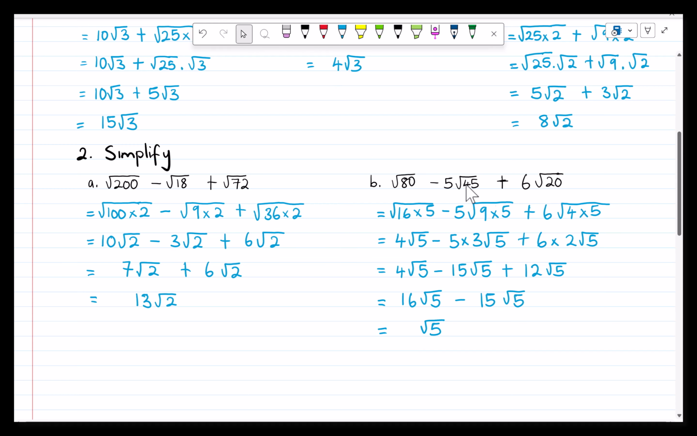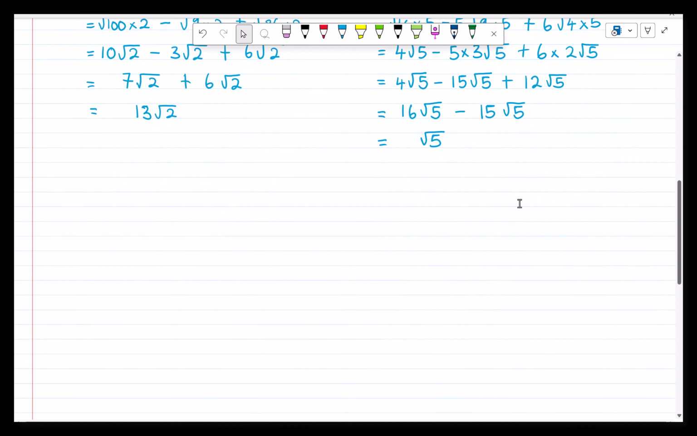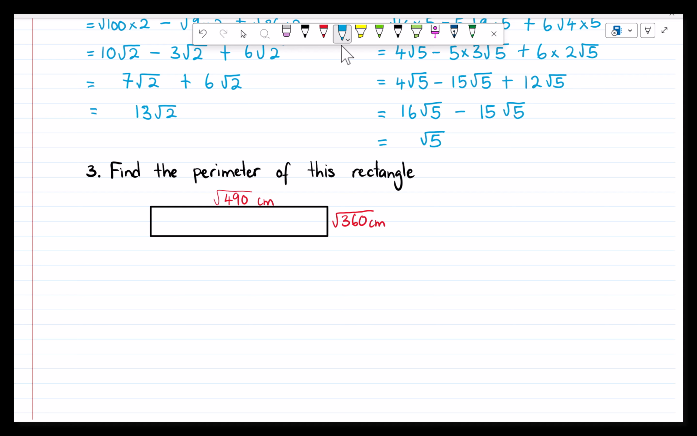And then the last example that I'm going to do is finding the perimeter of a shape, and that is example number 3. We're asked to find the perimeter of this rectangle, and we have two sides given, the square root of 490 centimeters and the square root of 360 centimeters. By this, we can change these values. The square root of 490 is similar to the square root of 49 times 10, and also the square root of 360 is similar to the square root of 36 times 10.